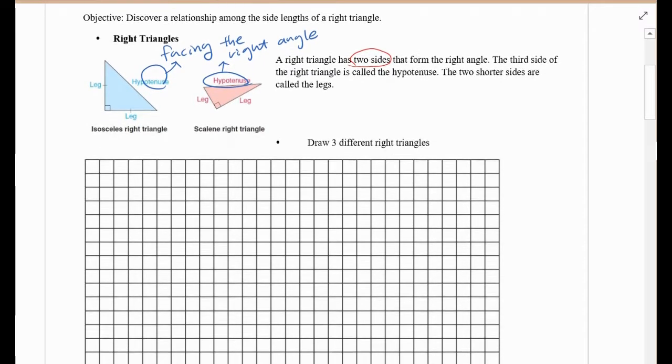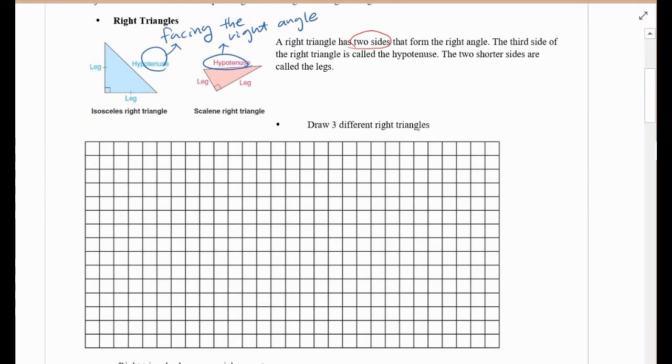Okay, so let's draw three different right triangles. I want you to pause the video and draw three different right triangles. Go ahead. Alright, let's do it together. So I'm going to draw a right angle, and it has two legs and one hypotenuse. So this is the hypotenuse.